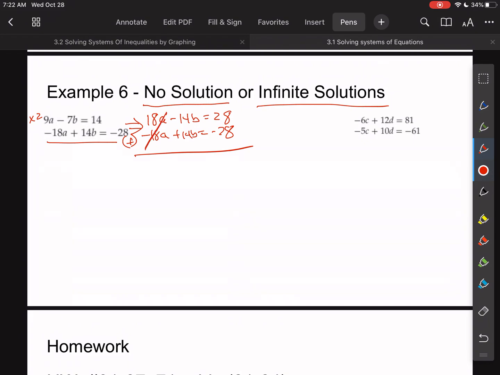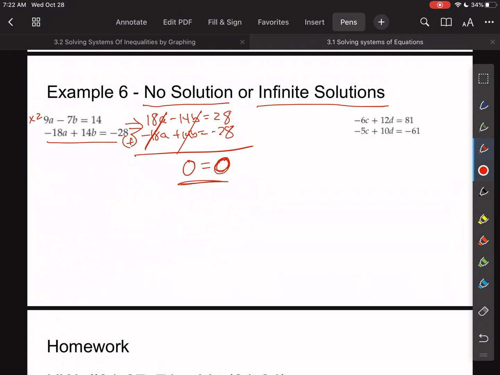Okay, so these go away. But notice here that also the b's go away. Negative 14 plus 14 leaves me with 0 as well. So on this side, I'm left with 0. And then 28 plus negative 28 is also equal to 0. Okay, so for example 6 here, on the first example, we have 0 equals 0.